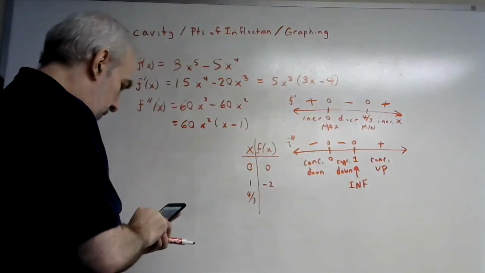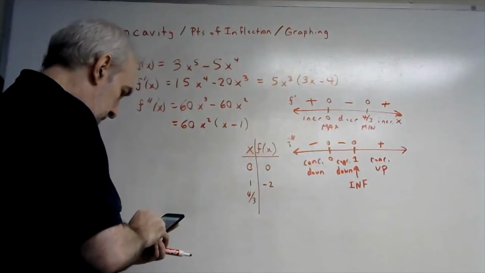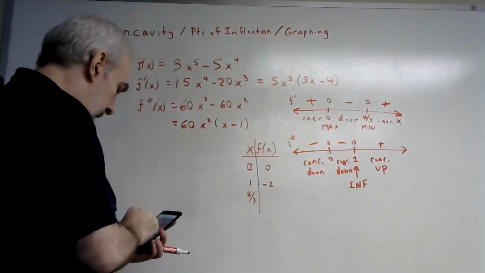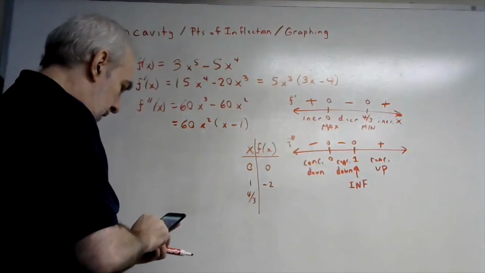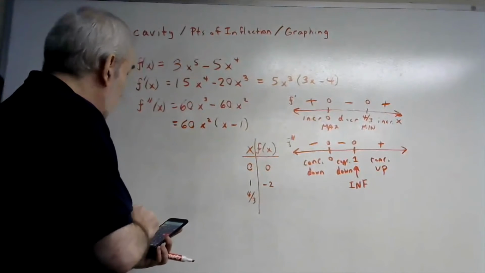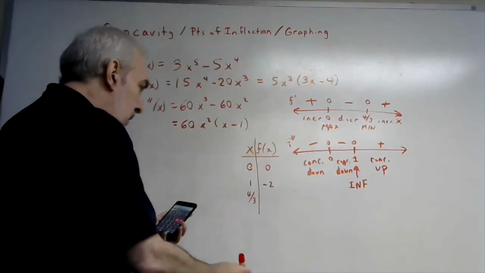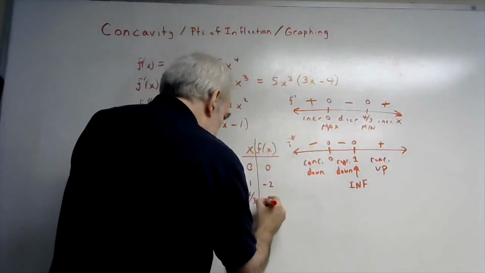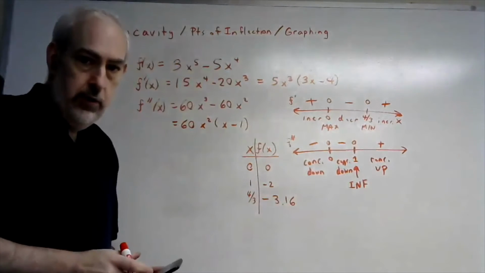So we have 3 times 4/3 raised to the 5th power minus 5 times (4/3) raised to the 4th power equals -3.16. That is an approximation.